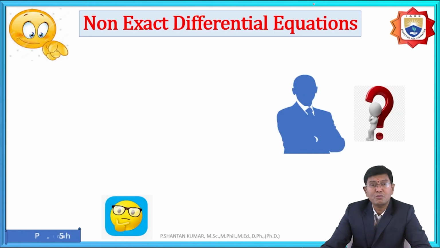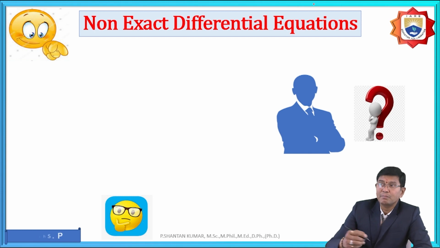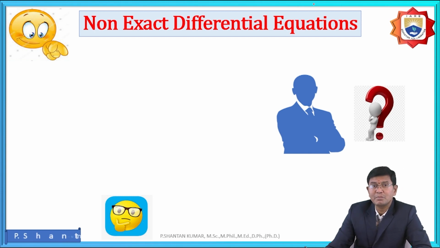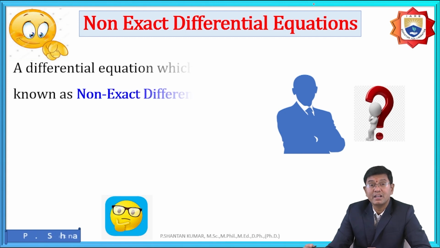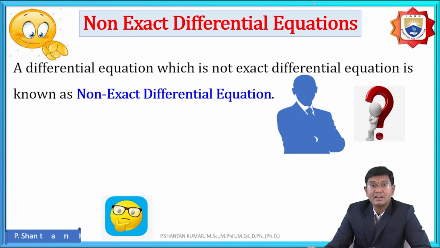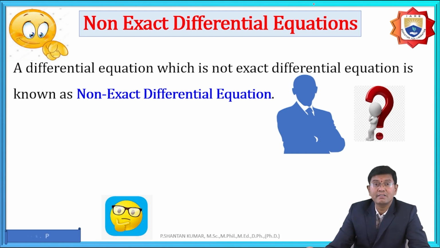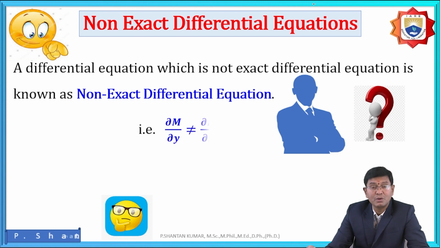Next one, what is a non-exact differential equation? Where we discussed in the previous slide, exact means the condition is dou M by dou y is equal to dou N by dou x, but a non-exact differential equation is nothing but, whenever the given differential equation is not exact, it is said to be non-exact. That is the meaning of the condition dou M by dou y is not equal to dou N by dou x.